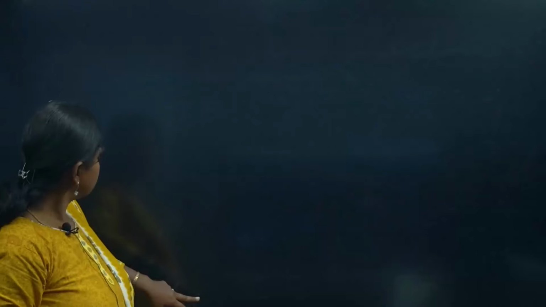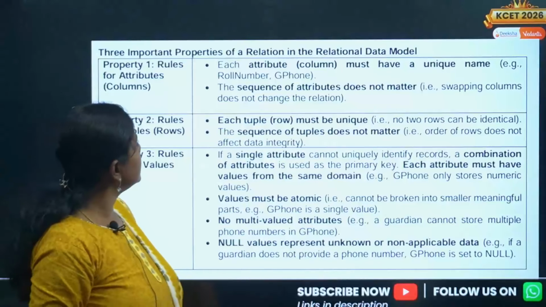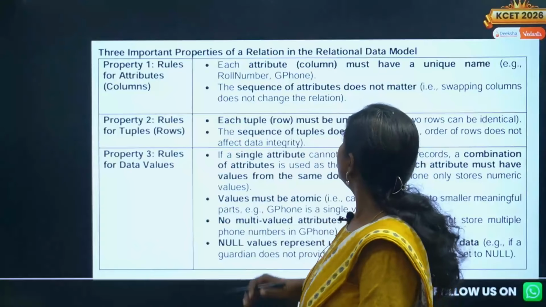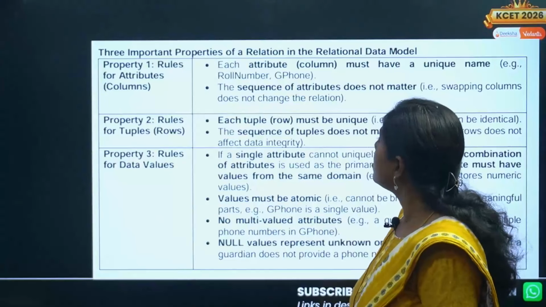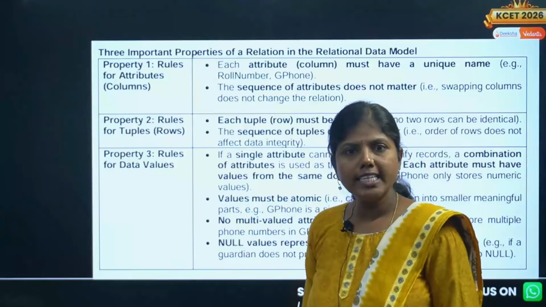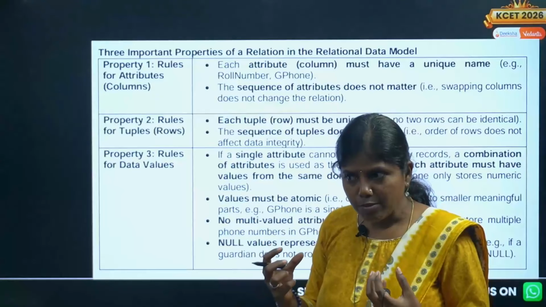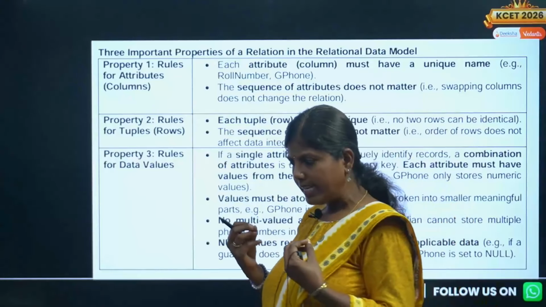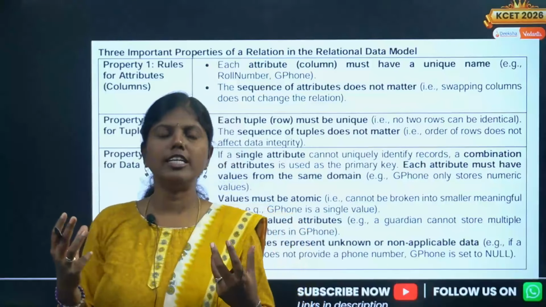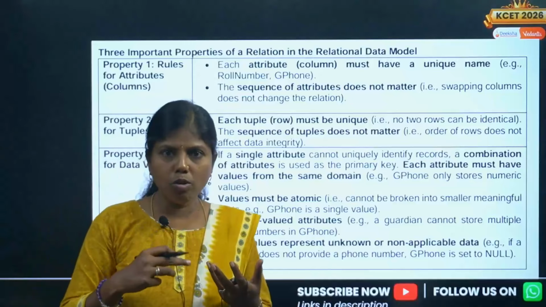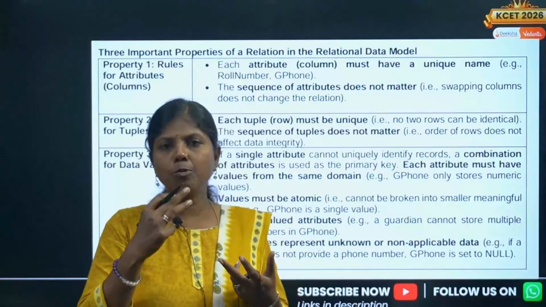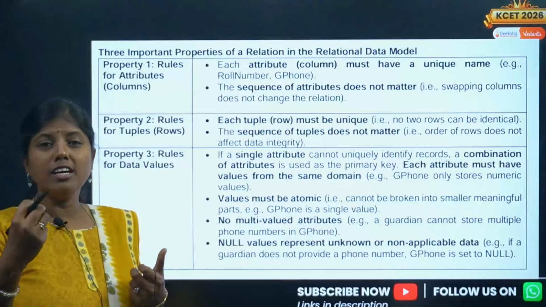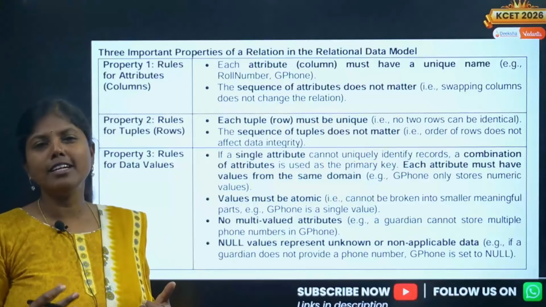Okay, we'll go to the last slide of this chapter, relational data model properties. So what is a data model? A data model describes the entire structure, the entire schema. It gives the overall structure of the database: what the tables are, the attributes, the data types, the constraints, and the relationships. Everything is given by the data model.